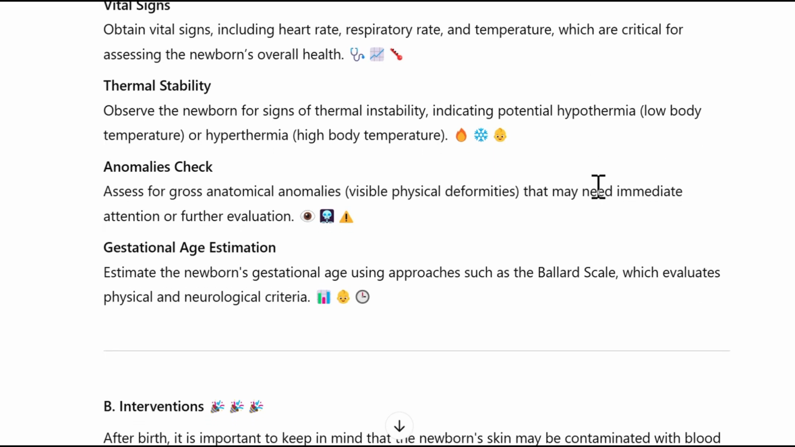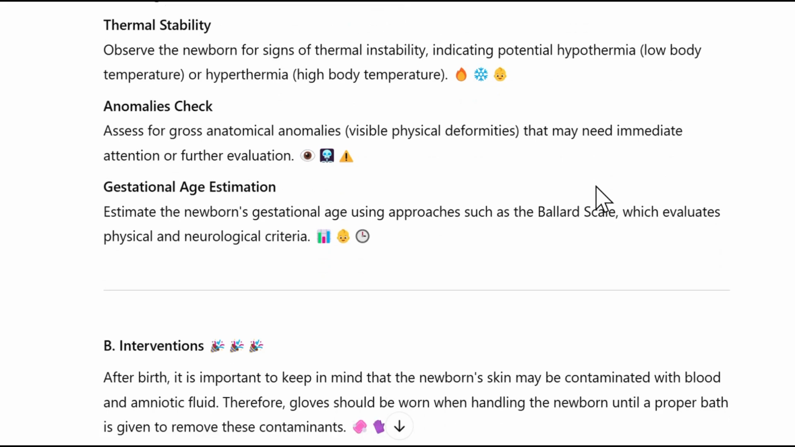Anomalies check. Assess for gross anatomical anomalies, visible physical deformities that may need immediate attention or further evaluation. Gestational age estimation. Estimate the newborn's gestational age using approaches such as the Ballard scale, which evaluates physical and neurological criteria.